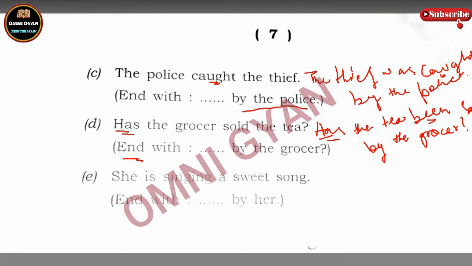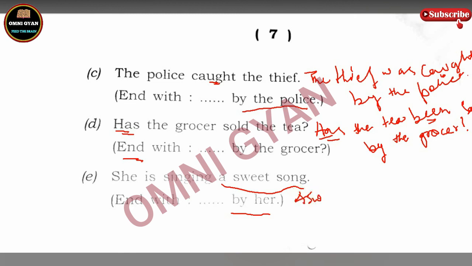So has the tea been sold by the grocer? By the grocer we put at the end and then put a question mark. Interrogative sentences end with a question mark. Okay, she is singing a sweet song. We have to again end with by her. So we will take a sweet song in the beginning.